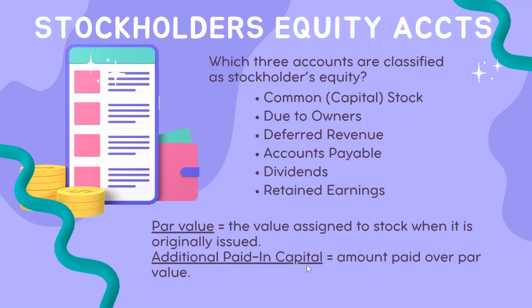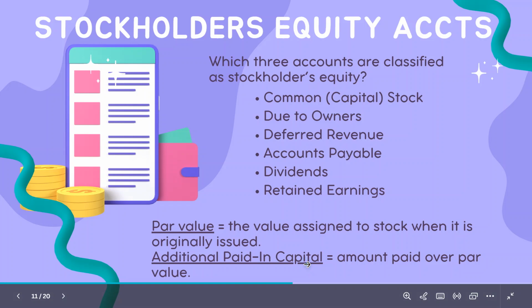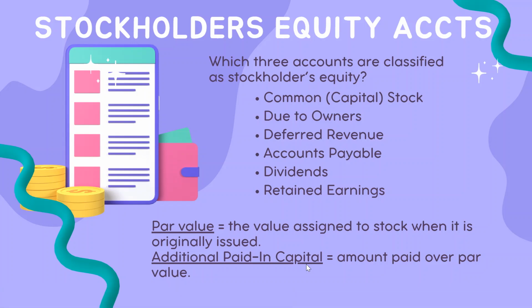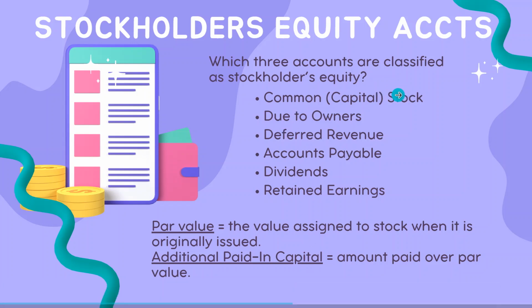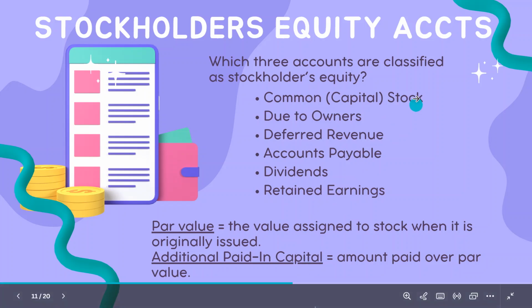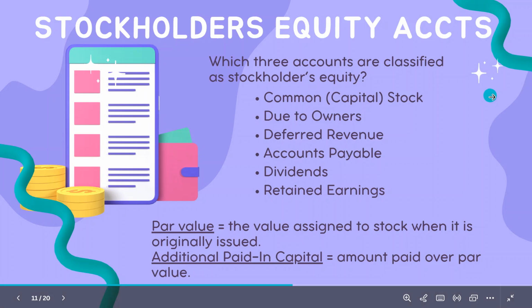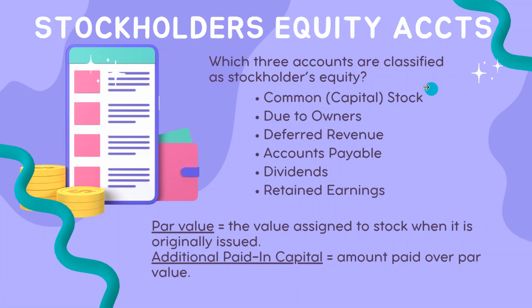So let's say that the par value of the stock is $10, but you sold stock for $50 a piece. Then the $10 capital stock would be credited, and paid in capital would also be credited for $40, and then cash would be debited for 50.